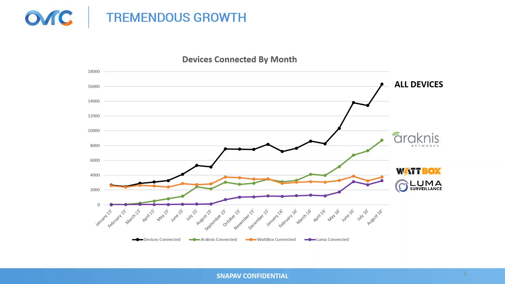So we've seen tremendous growth. The numbers you're seeing in front of you are not an accumulative number. It is by month. So the black line represents all of the devices that we added each month in the last few years. If you look at August 2016, we added over 16,000 devices to our platform. That consists of Araknis, Wattbox, and Luma, as you can see, the three different colored lines right underneath it. So we've been really exploding in growth of devices that we have on our platform.